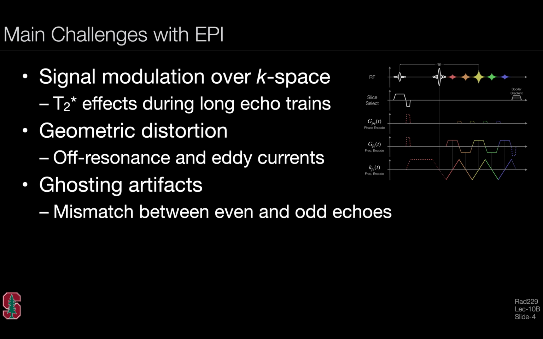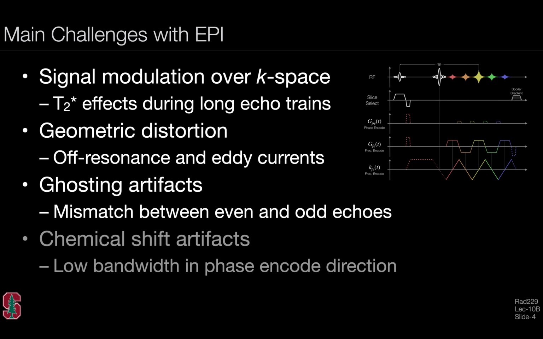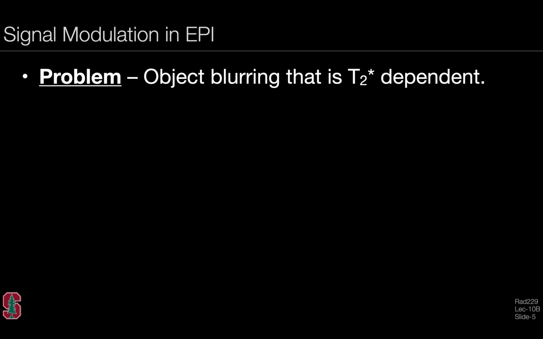You can also have ghosting artifacts, which arise from a mismatch between the even and odd echoes. Recall that the even echoes are acquired, say, left-right, and the odd echoes are acquired right-left, but whatever field effects are happening in the background are constant within the object, and this can lead to some mismatch between the even and odd echoes, as we'll describe shortly. And lastly, chemical shift artifacts are especially problematic in echoplanar imaging, and this is largely due to the fact that we use a very low acquisition bandwidth or effective bandwidth in the phase encode direction. Again, a topic that we'll discuss shortly.